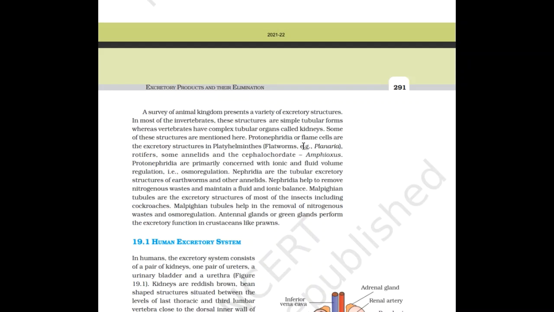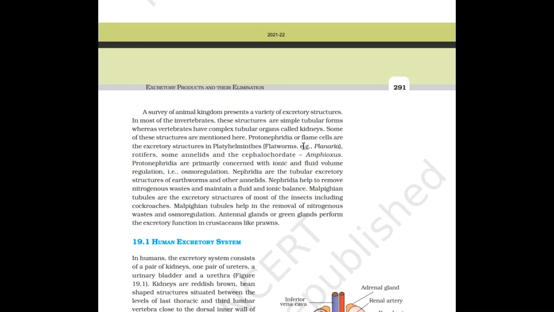Protonephridia or flame cells are the excretory structures in Platyhelminthes, that is flatworms. Examples are Planaria, rotifers, some annelids, and the cephalochordate Amphioxus. Protonephridia are primarily concerned with ionic and fluid volume regulation, that is osmoregulation.